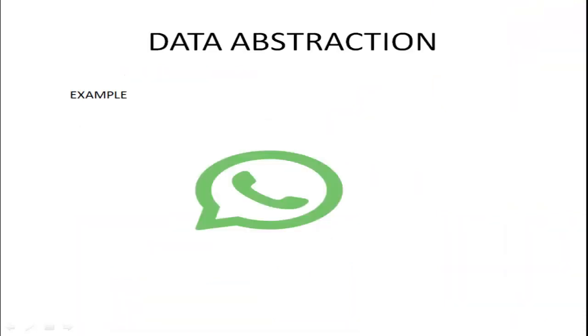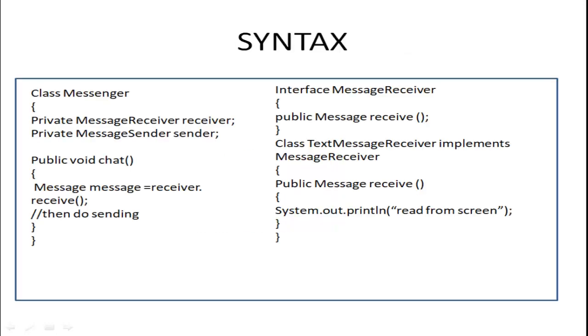Next, data abstraction. Data abstraction is a process where you show only relevant data and hide unnecessary details of an object from the user. Let us take an example, WhatsApp. In WhatsApp, you just send text message, voice message or video but do not know how it internally works. Abstraction lets you focus on what the object does instead of how it does it. This is the syntax for abstraction with example.